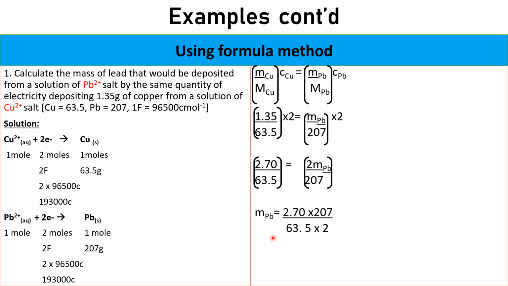Make MPb the subject of the formula. You have 2.70 times 207 divided by 63.5 times 2, and that will give you 558.9 divided by 127. The mass of lead that would be deposited from a solution of Pb2+ salts is equal to 4.40 gram. So this answer is not different from what we had when we used the formula method.